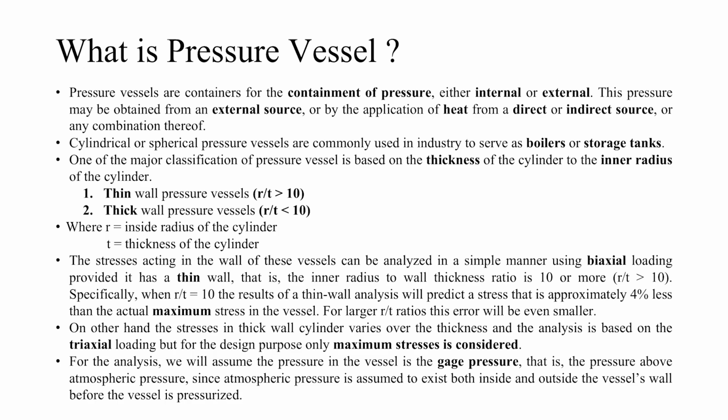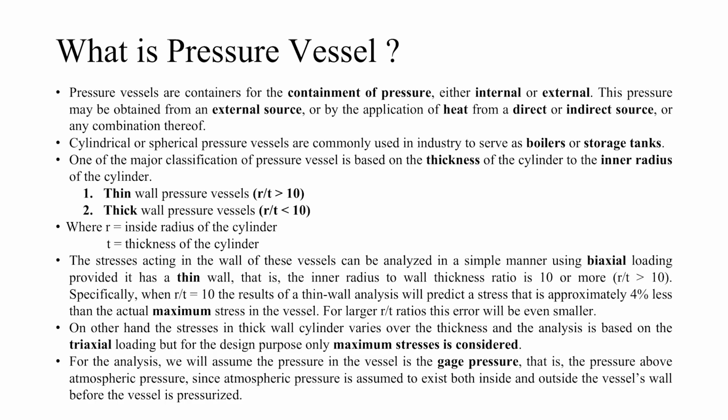The stresses acting in the wall of these vessels can be analyzed in a simple manner using biaxial loading, provided it has a thin wall. That is, the inner radius to wall thickness ratio is 10 or more. Specifically, when the inner radius to wall thickness ratio equals 10, the results of a thin wall analysis will predict a stress that is approximately 4% less than the actual maximum stress in the vessel. For larger ratios, this error will be even smaller.